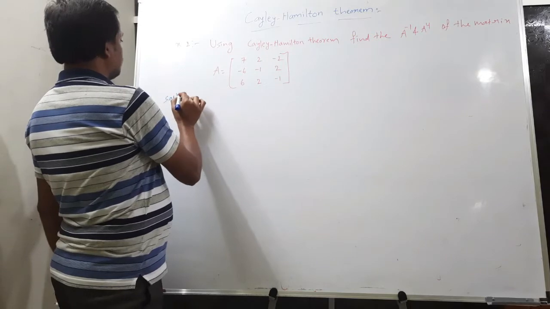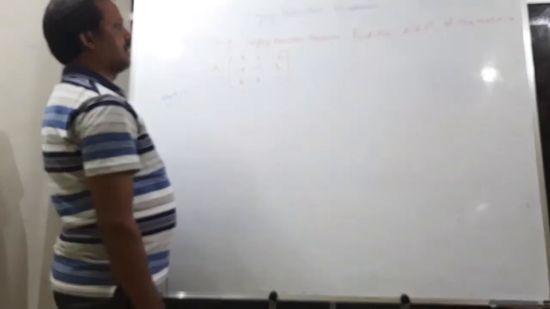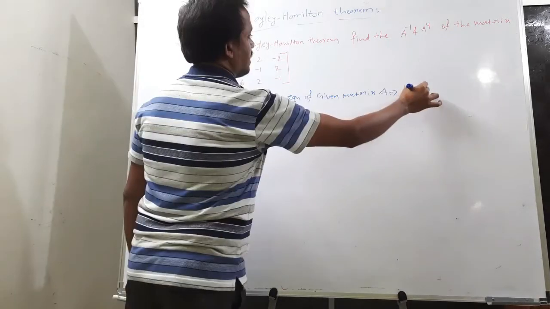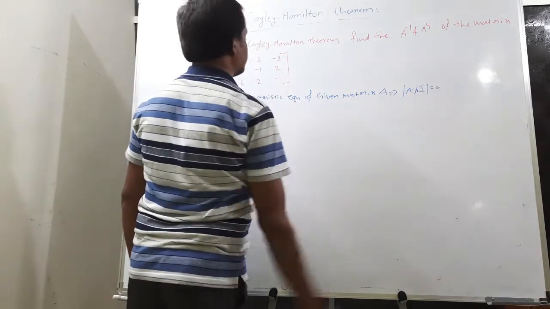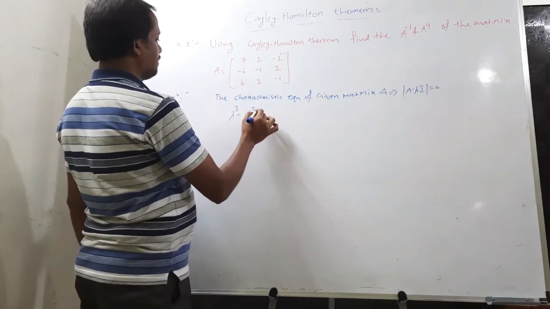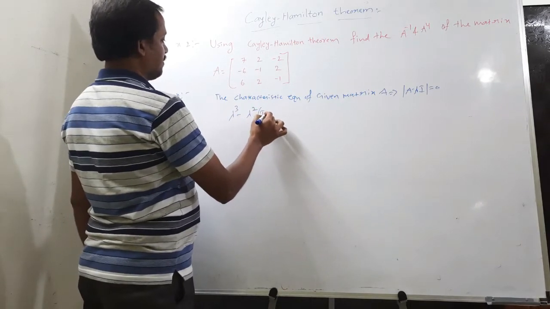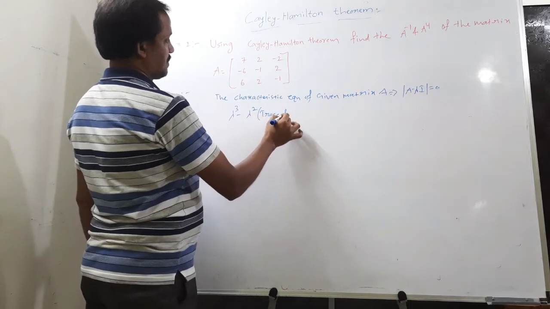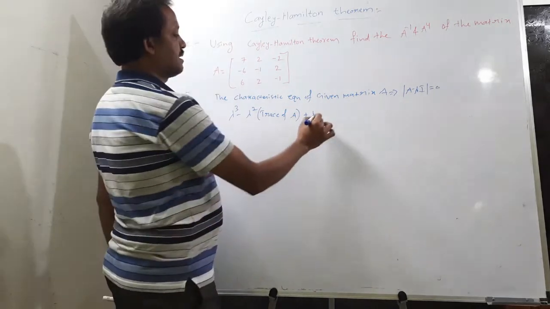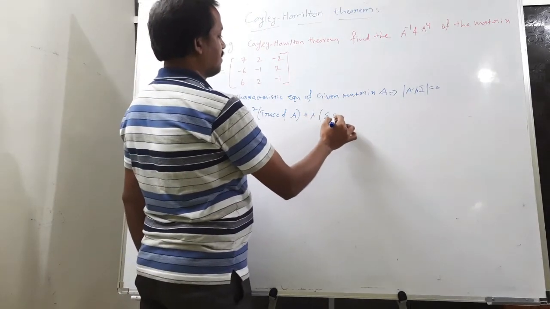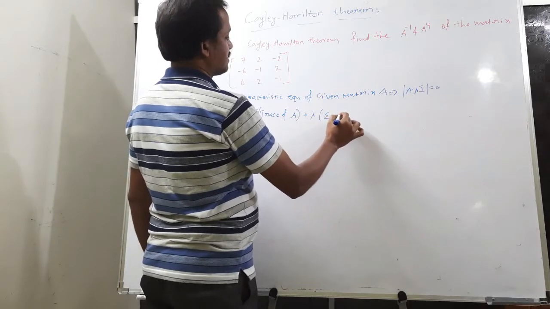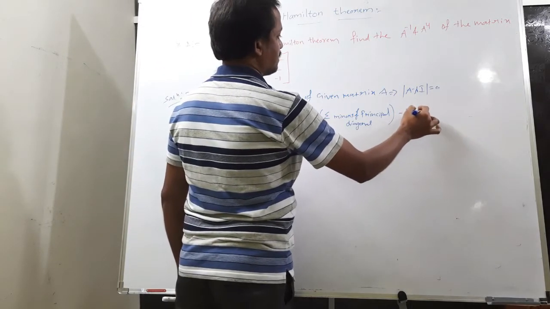Solution. So we need the characteristic equation of the given matrix. What do you mean by characteristic equation? Determinant of A minus lambda I is equal to 0. The shortcut is lambda cube minus lambda square into trace of A plus lambda into sum of minors of principal diagonal elements minus determinant of A is equal to 0.